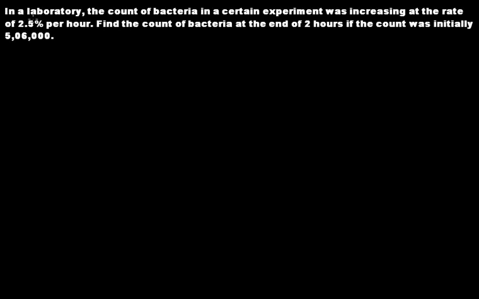In the next problem, we have: in a laboratory, the count of bacteria in a certain experiment was increasing at the rate of 2.5% per hour. Find the count of bacteria at the end of 2 hours if the count was initially 5,06,000. So let's assume that initially at this point it was 5,06,000. This was the count of bacteria. It's increasing at the rate of 2.5% per hour.